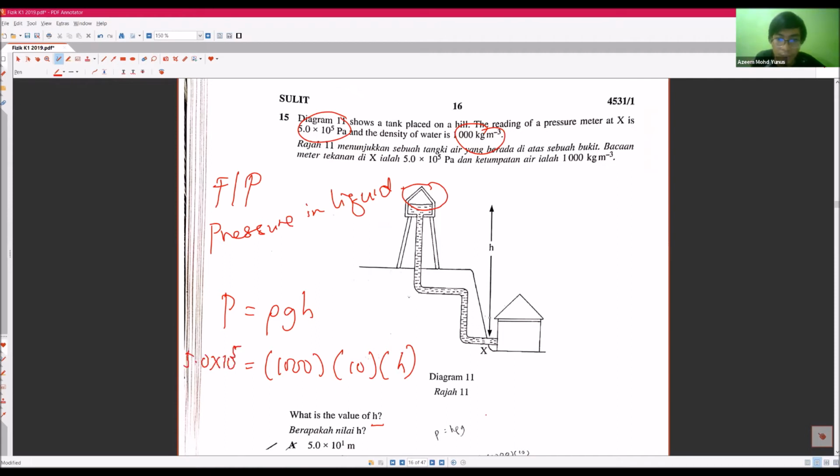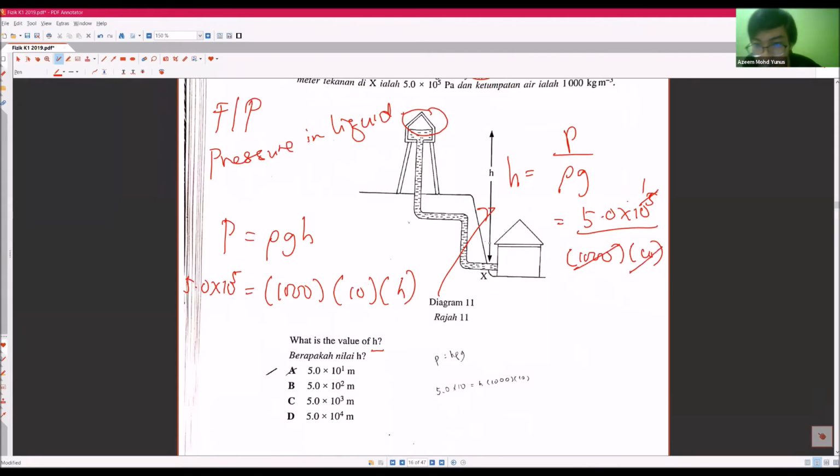If we plug that into the calculator, or rearrange, h equals P over rho g: 5.0 times 10 to the power of 5 over 1000 times 10. How many zeros is this? 1, 2, 3, 4. So we just reduce into 1. If we do mental calculation over here, it becomes 5 times 10, 50, or 5 times 10 to the power of 1. So we don't really need a calculator here if you're smart enough to do mental calculation.